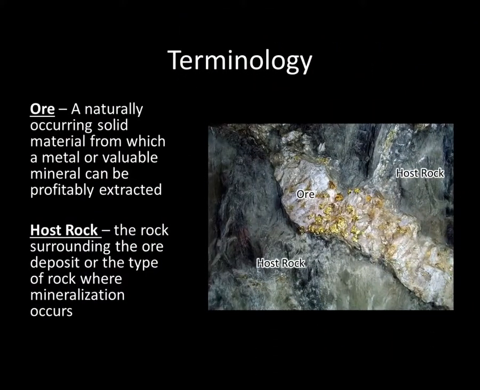Next, let's review some terminology. These are terms you will hear throughout this video. First, what is ore? Ore is a naturally occurring solid material from which a metal or valuable mineral can be extracted for profit. Ore is found in host rock. Host rock is the rock surrounding the ore, or the type of rock where mineralization occurs.